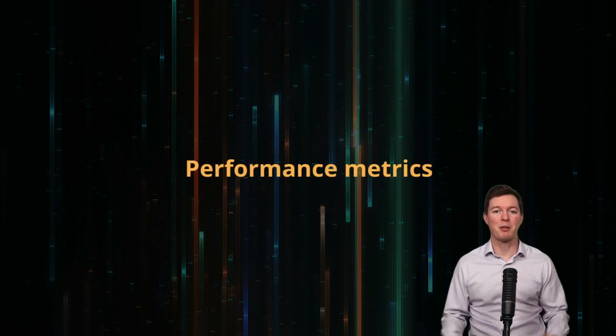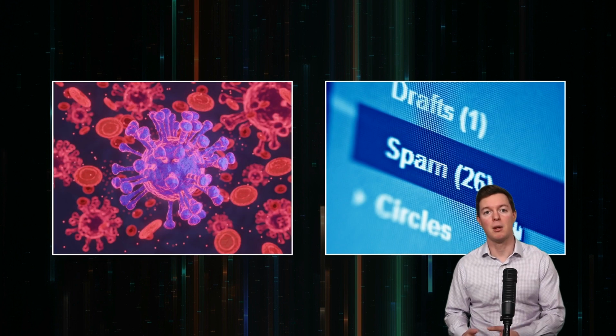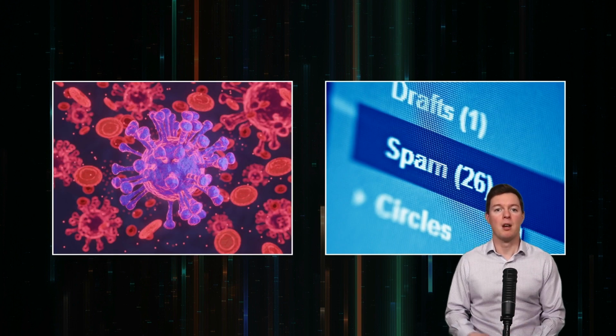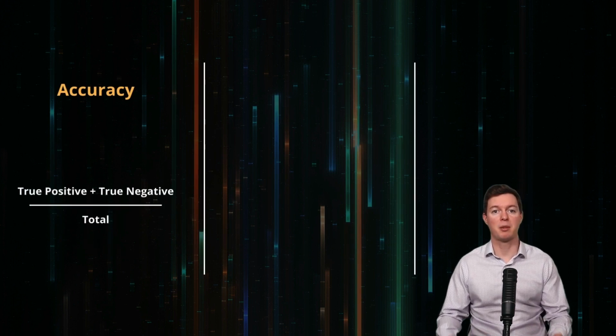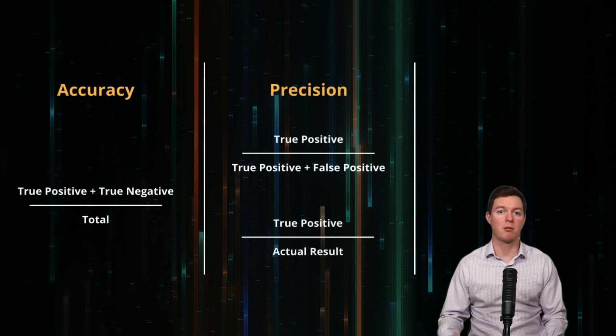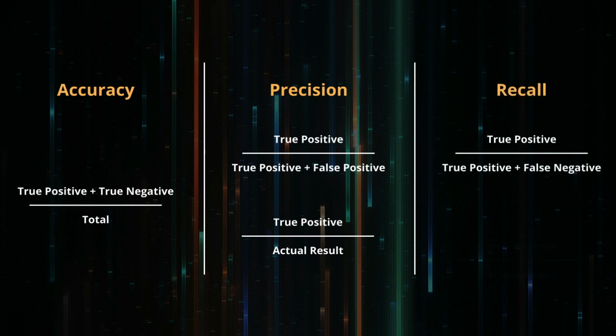Now, performance metrics. This depends on the type of AI model you use, but they are particularly used for classification tasks like disease detection or spam filtering. Common metrics include accuracy, which is the percent of correct predictions, precision, which is the ratio of true positives to all positive predictions, and recall, which is the ratio of true positives to all actual positives.